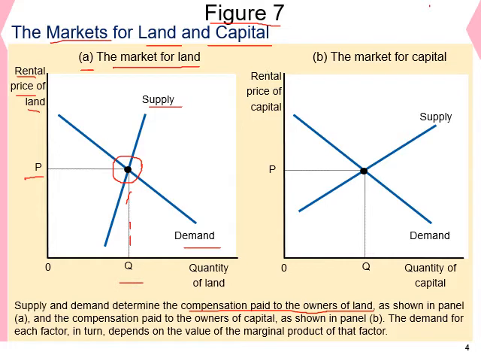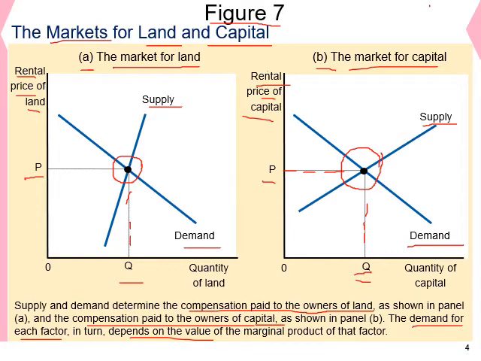On the other hand, panel B displays the compensation paid to the owner of capital. The supply of capital and the demand for capital cross at the equilibrium point, where you can find the equilibrium rental price of capital and the equilibrium quantity of capital. The demand for each factor in turn depends on the value of the marginal product of that factor.